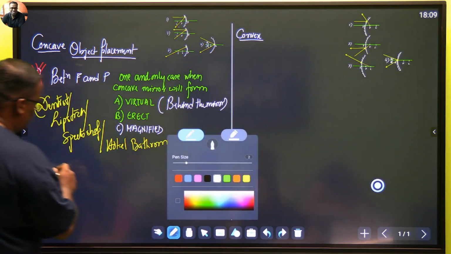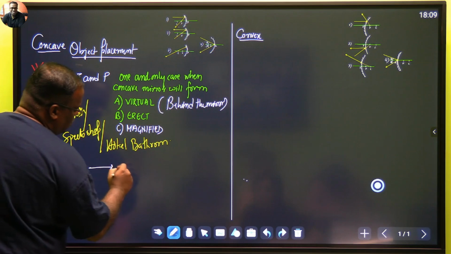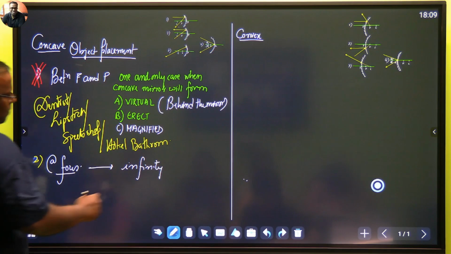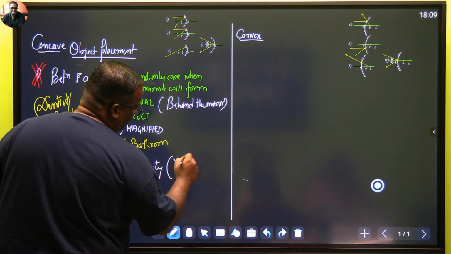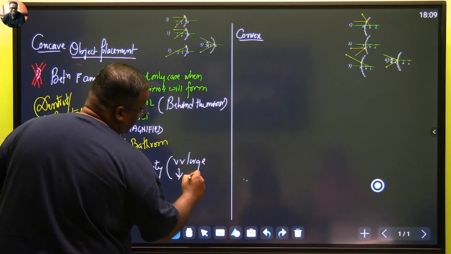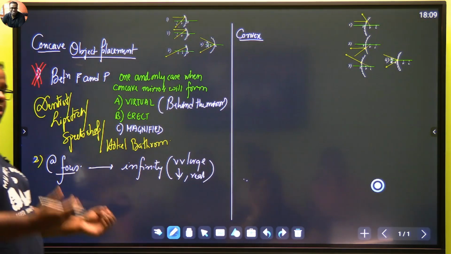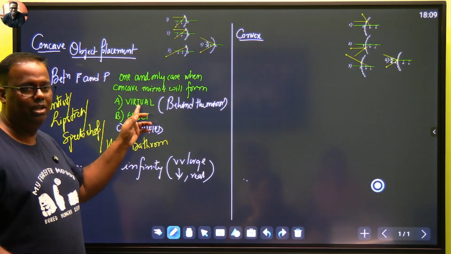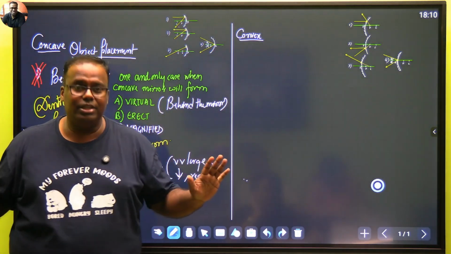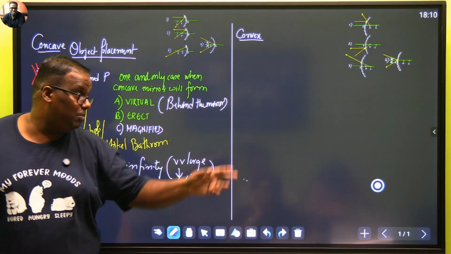Okay, number two, we say at focus. If you keep the object at focus, then the image will be formed at infinity, and this image will be very, very large, meaning highly enlarged. It will be inverted, and it will always be real. आपके बाद सब real आएगा. After this, everything is real, everything is inverted. That's why I wrote these two in green color. Erect और नहीं दिखेगा, virtual नहीं दिखेगा. Erect में diminished होता ही नहीं है. Erect में diminished सिर्फ यहाँ होता है.